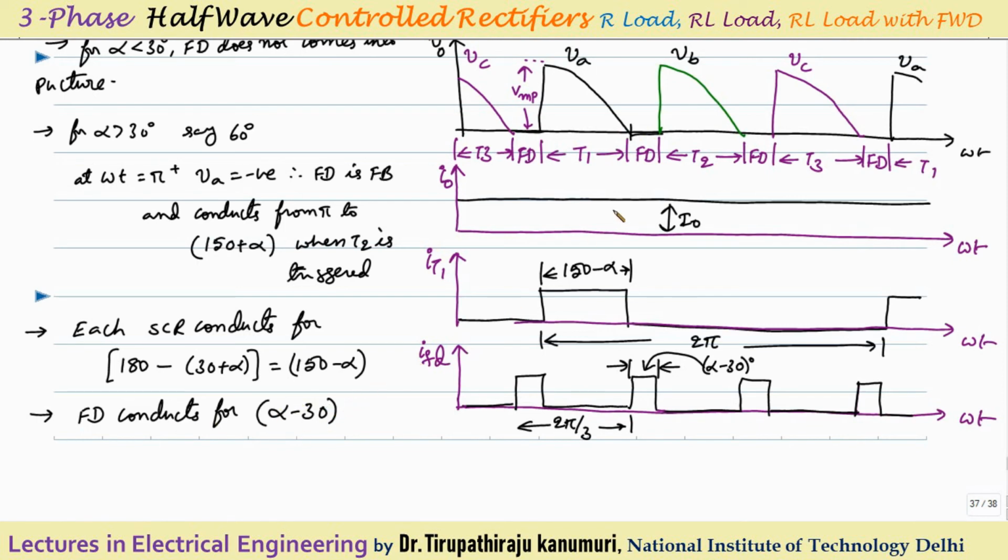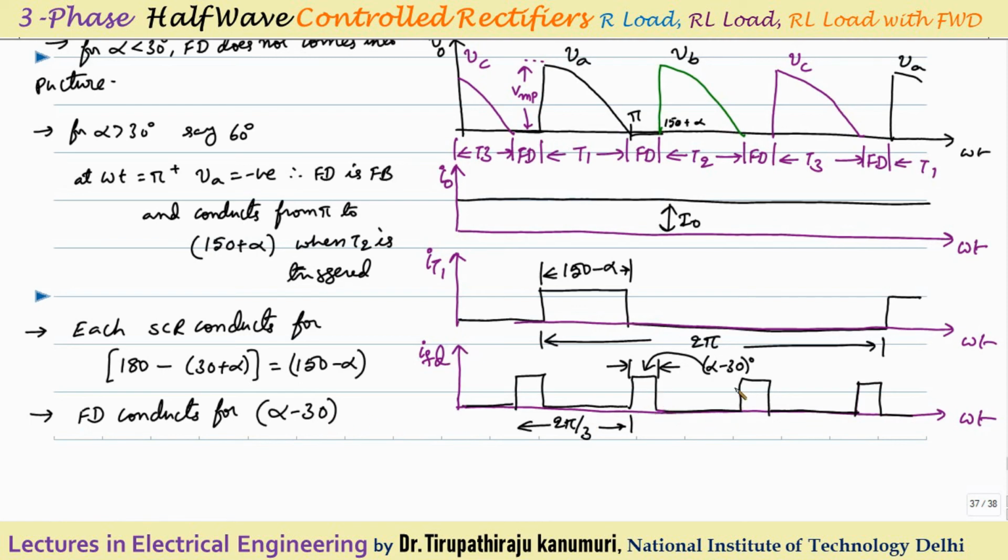I am repeating once again. This thyristor T2 is triggered at the instant of 150 plus alpha, and from the instant of 180 degrees the output voltage is 0. So for how much duration is the freewheeling diode conducting? This is 150 plus alpha, this is 180. So 150 plus alpha minus 180 will be equal to alpha minus 30 degrees. So same thing I have mentioned here.